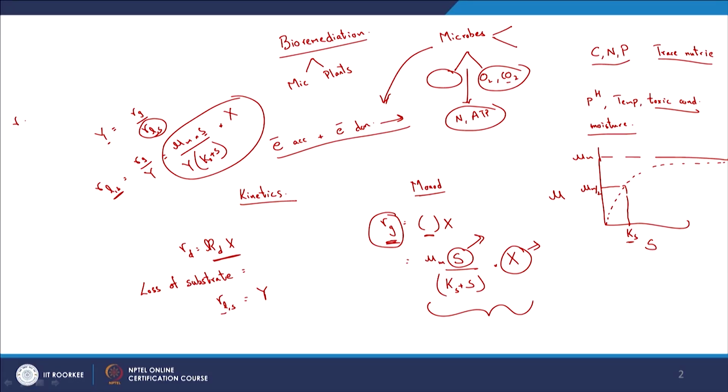But if there are multiple limiting substrates that are going to affect the rate step, what is my rate of loss in that case? I am still going to have mu max by Y into X, and depending upon the number of limiting substrates, I am going to have additional terms. The more limiting substrates there are, that is how the relevant equation is going to change.